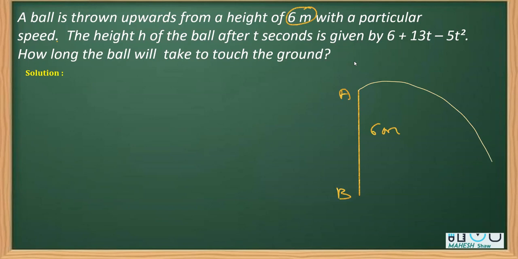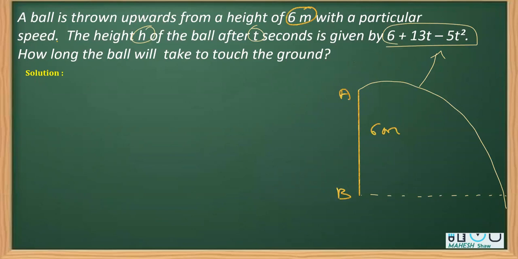Why did I say it's a parabolic path? Because as you can see, this is indicated by this quadratic polynomial, and you know that a quadratic polynomial represents a parabolic path. Now it says that the height is 6 meter. So first of all, this parabola is represented by this equation. It says the height h of the ball after t seconds is this.